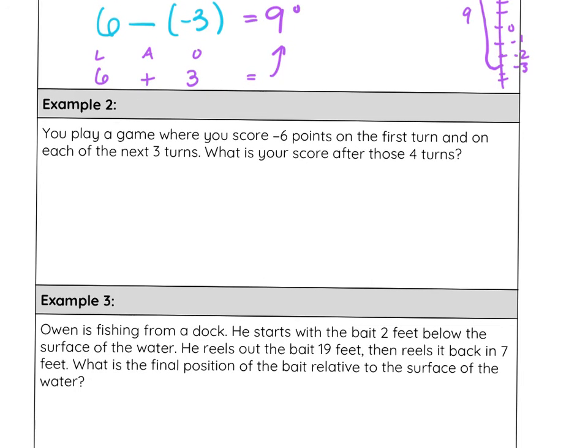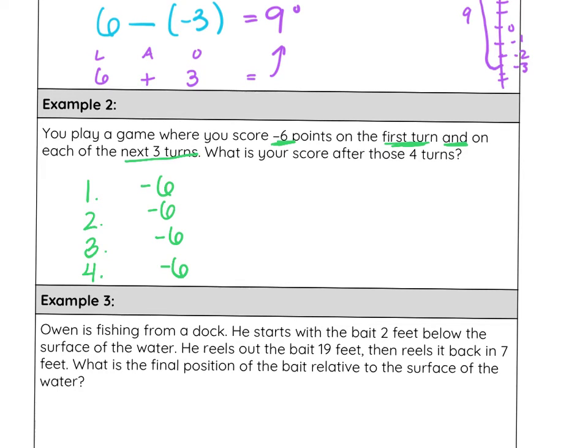Example 2. You play a game where you score, oh my gosh, I use the exact same numbers. When you score -6 points on the first turn, okay, and then on each of the next 3 turns. What is your score after those 4 turns? So we'll think of it a couple ways. On the first turn, you score -6 points. On the second turn, you score -6 points. Third, -6, and fourth, -6.